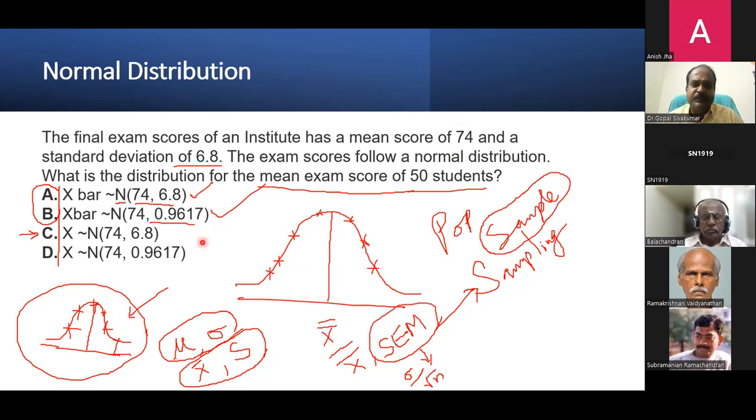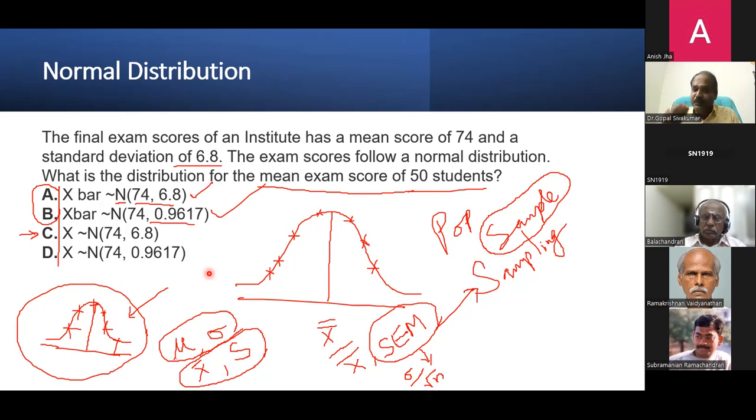What are the three distributions we spoke of right now? Population distribution, sample distribution, sampling distribution. The mean and standard deviation of the population are generally called parameters, population parameters. And the mean and standard deviation of the sample are generally called sample statistics. Then for the sampling distribution, the standard deviation is known as standard error of mean.